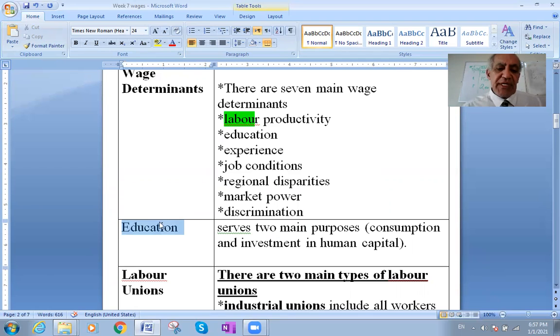Okay, how about education? Education serves two main purposes: consumption and investment in human capital.